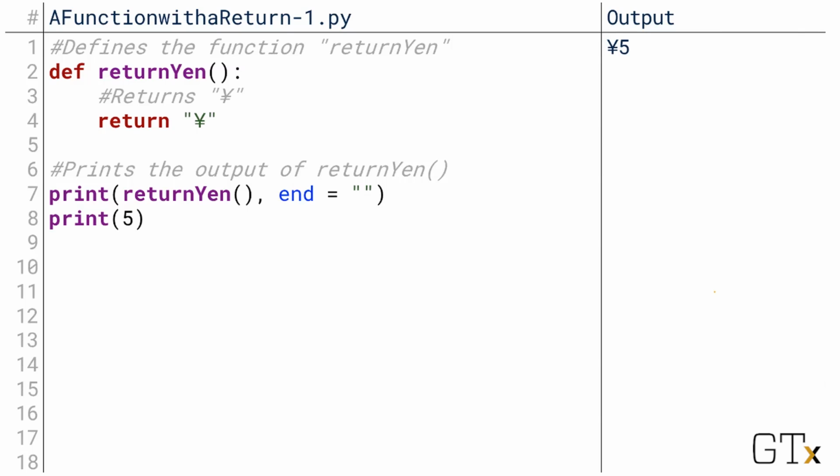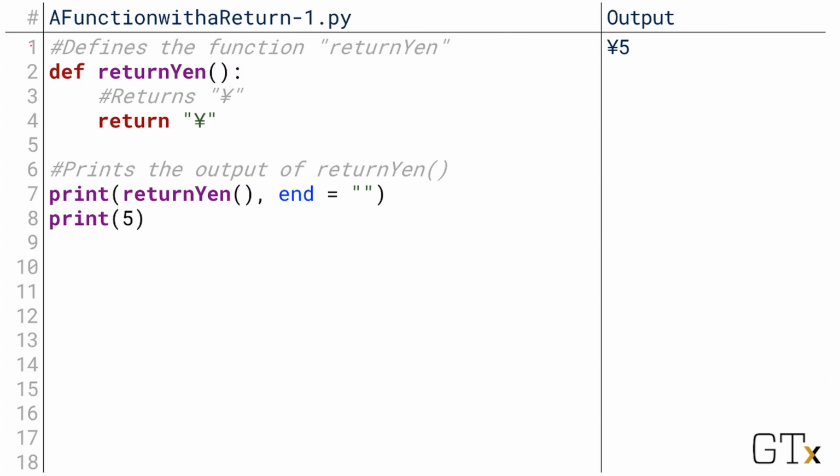The function we defined before is of limited usefulness. Chances are we're not usually just trying to print out the symbol for yen to the console, we usually want to use it in some other program we're writing. So instead of printing it directly, let's create a function that will return that symbol.